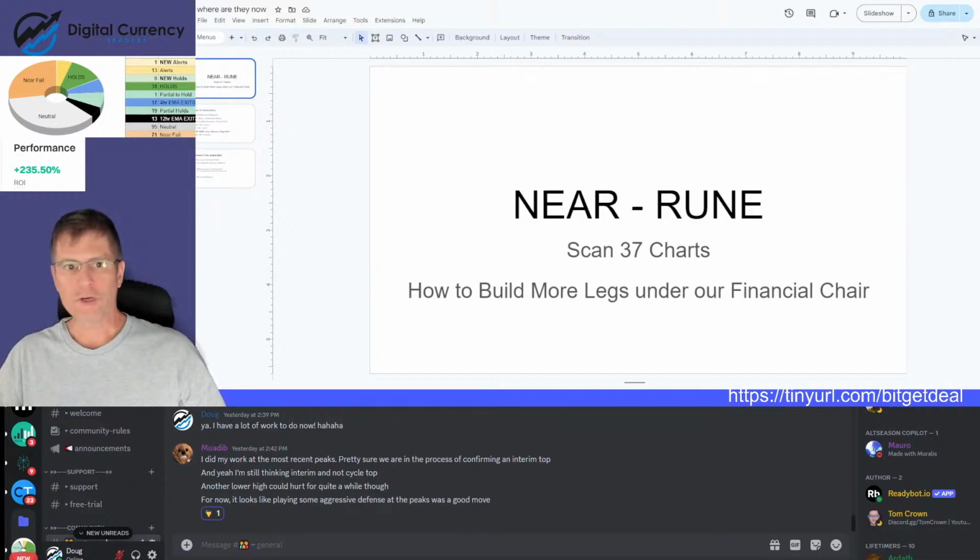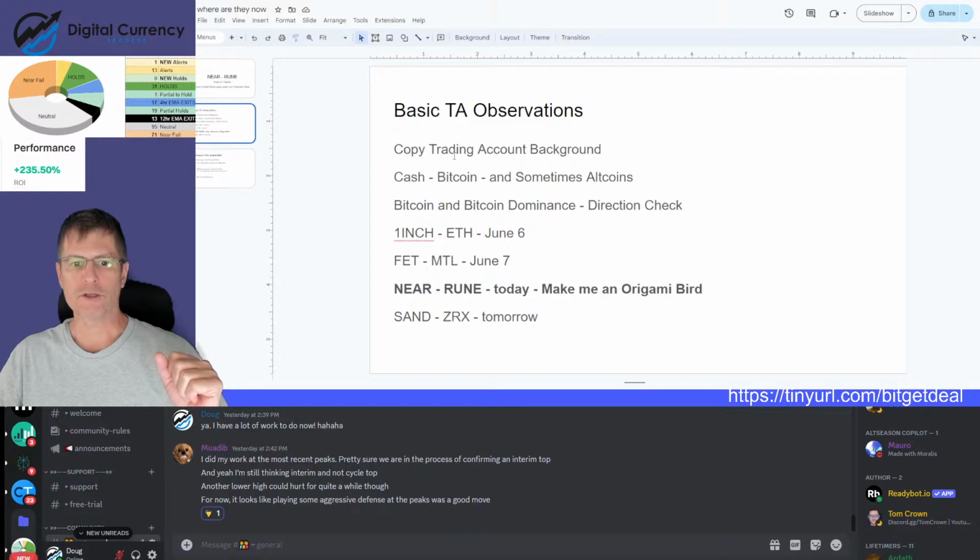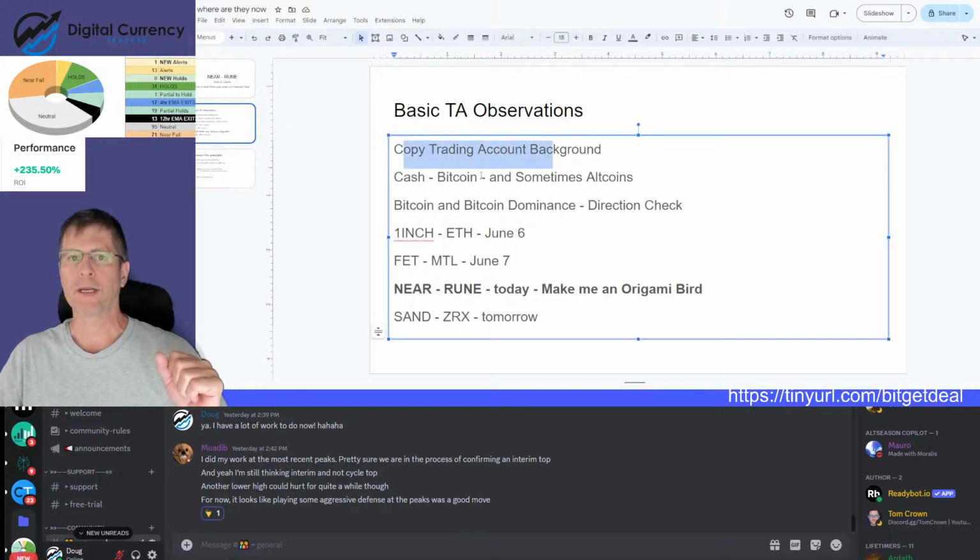On this stream, I've got to keep it simple enough that I can do it every day without a whole bunch of work and setup. Today we're going to go through NEAR to RUNE chart. That's 37 charts to go through. This is part of the series where every day I go over the copy trading. For the first while, I'll go over the copy trading account background. I will then talk about whether or not our system says we should be in cash, Bitcoin, and sometimes altcoins, by looking at Bitcoin and Bitcoin dominance for a direction check.